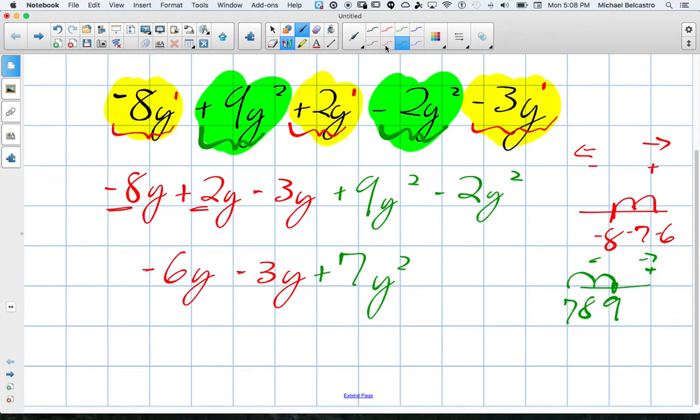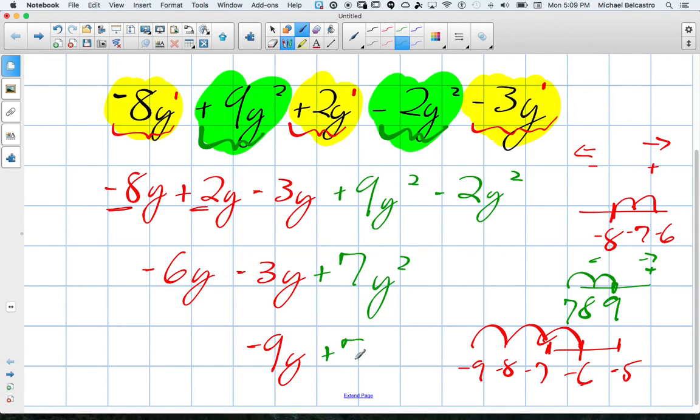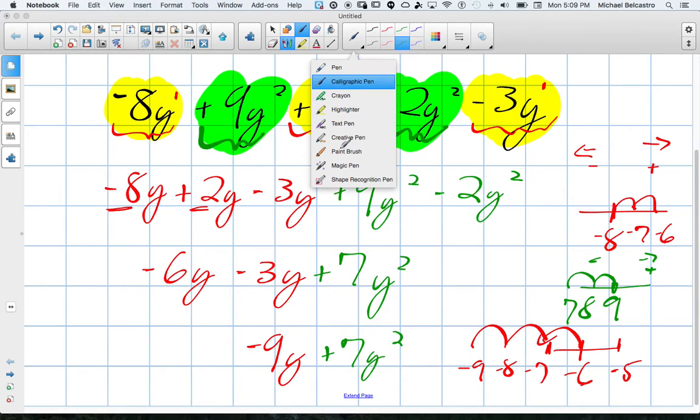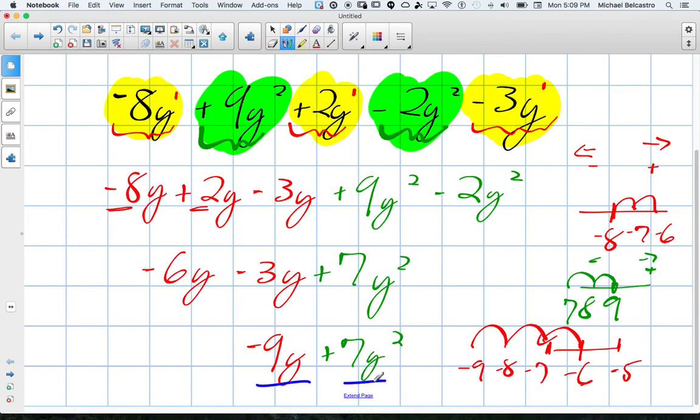And finally, this last one, negative 6. If I'm at negative 6, this direction would be negative 7, and this direction would be negative 5. It says go negative 3 values. So 1, 2, 3, this would be negative 8, negative 9. So I now have negative 9y plus 7y squared. Now we take a look. We only have two terms left. Are they like terms? They're not. So that's it. This is the simplest this expression can go.